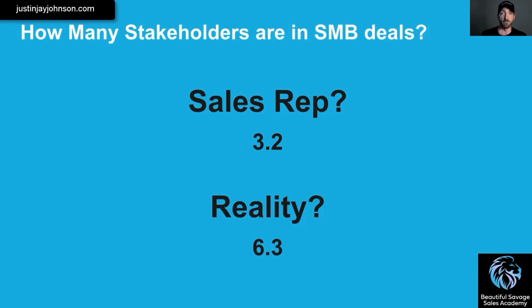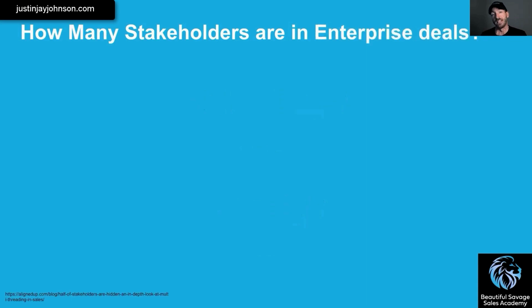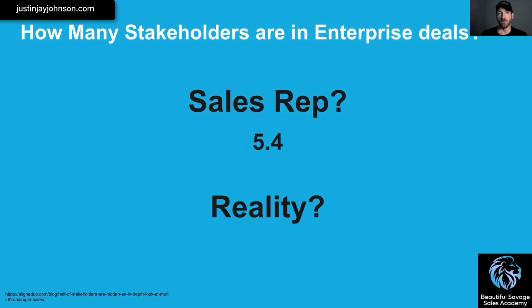And the same question went to enterprise reps. They asked, how many stakeholders do you think are in your deals? And they said between 5 or 6, but the reality is it's 8 or more. So think about this. If you are losing deals or your deals are stalling and they're not getting done in the time frame that you think they should be, this is most likely a big reason why, because there are people that you're not even interacting with and getting bought in.